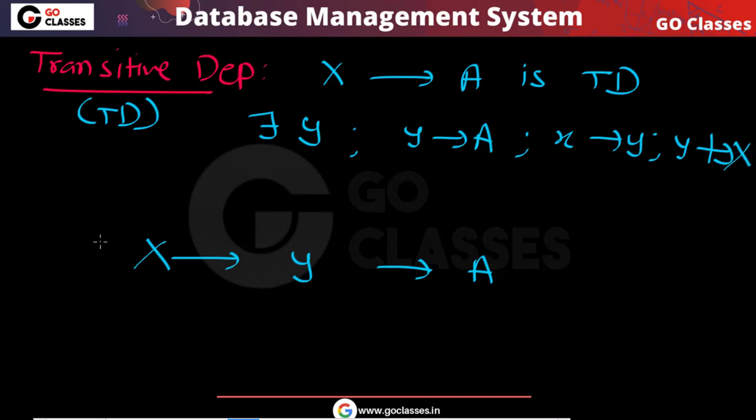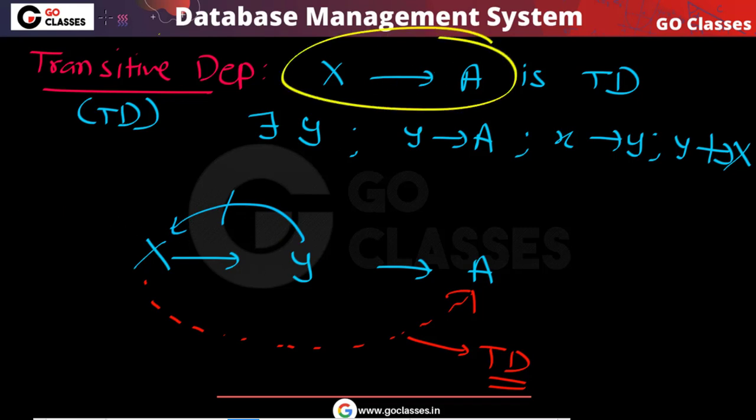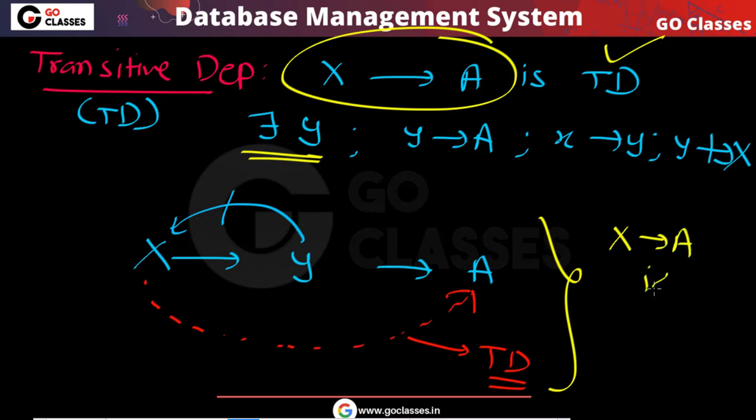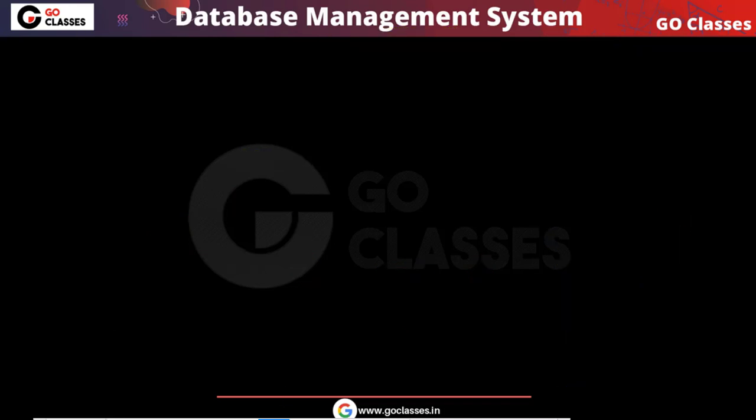So we can say that X determines A is a transitive dependency if there exists a Y such that Y determines A and X determines Y. Also there is one more condition: Y should not determine X. So remember, X determines Y, Y determines A, and Y does not determine X. In this situation we will say that X determines A is a transitive dependency, or I can say that A is transitively dependent on X. So the definition is very simple.